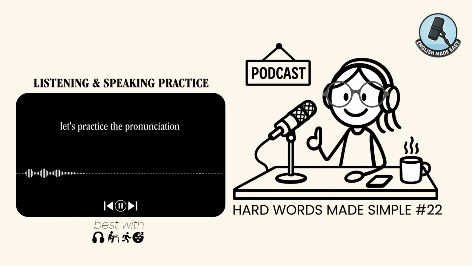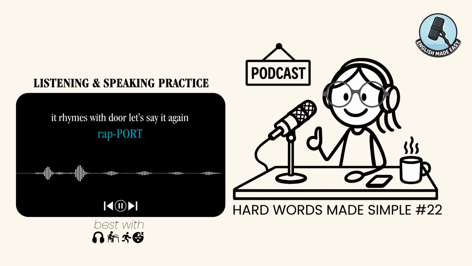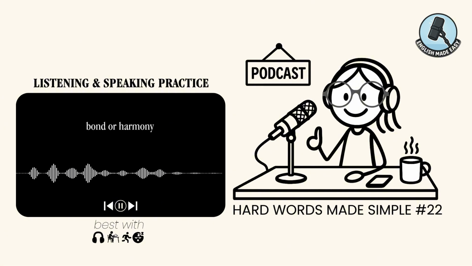Let's practice the pronunciation. This word comes from French, so the spelling is a little tricky. The T at the end is silent. Say it with me. Rapport. The stress is on the second syllable, rapport. It rhymes with door. Let's say it again. Rapport. A good synonym for rapport is connection, bond, or harmony.